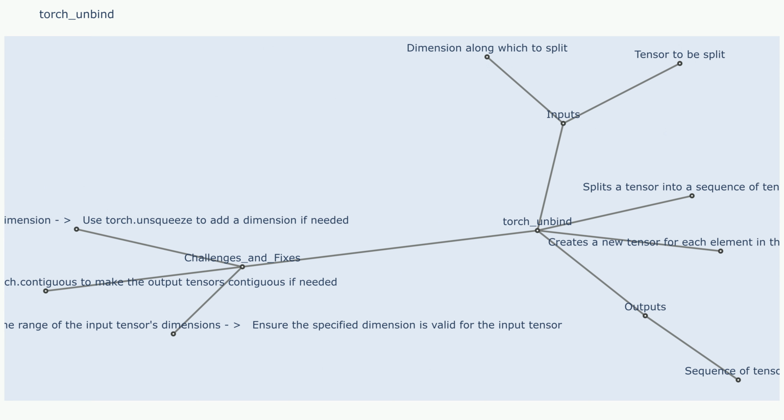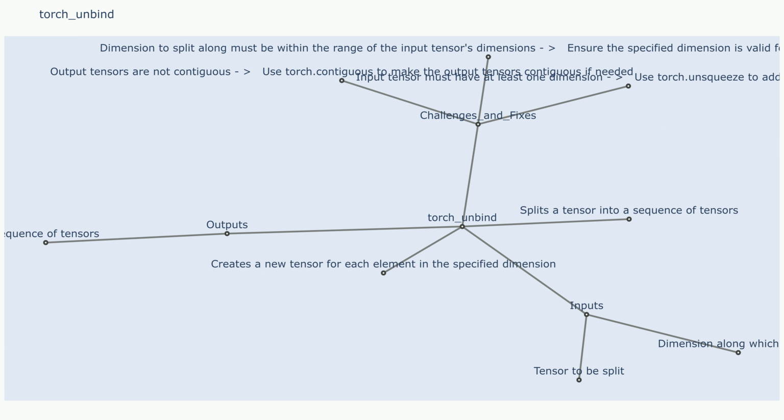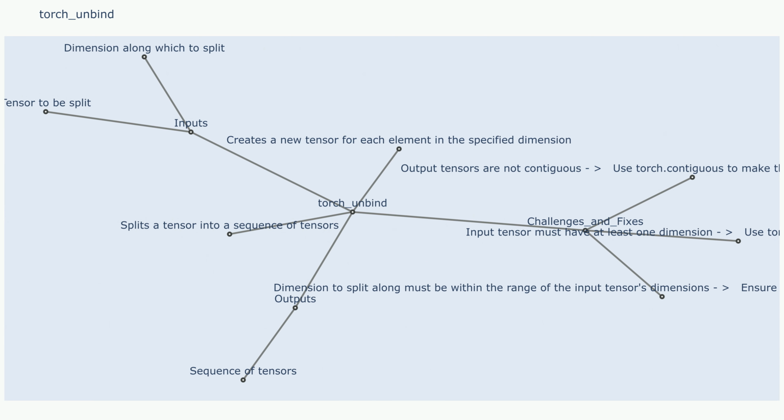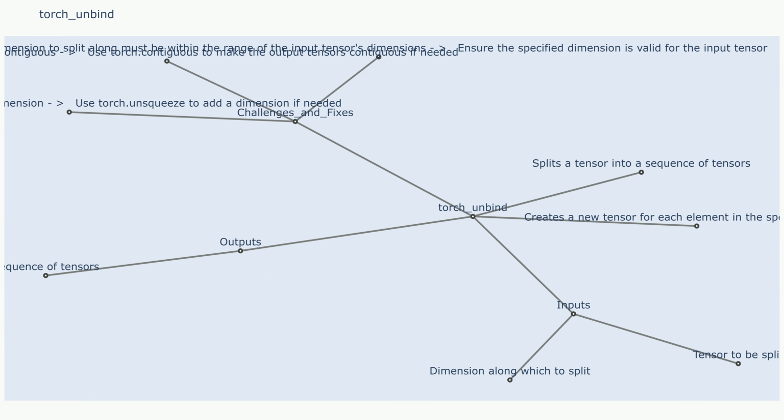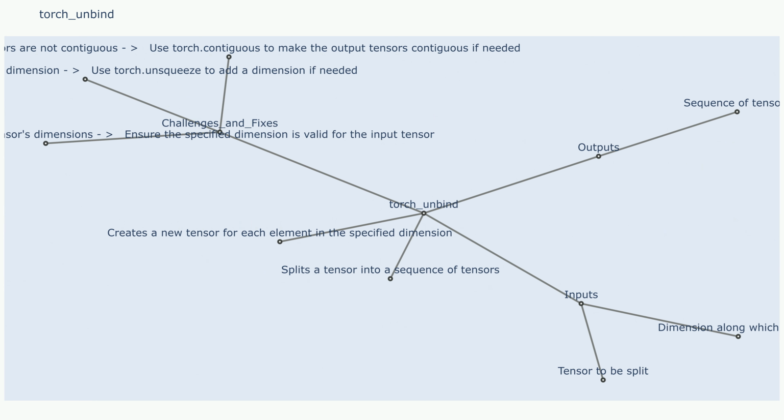Challenge 2, understanding the output format. Sample use case that resulted in challenge 2: difficulty interpreting the sequence of tensors returned by torch.unbind. Fixes to challenge 2: recognize that the output is a sequence of tensors, each representing a slice of the original tensor. The order of the slices corresponds to the order of the elements along the specified dimension.